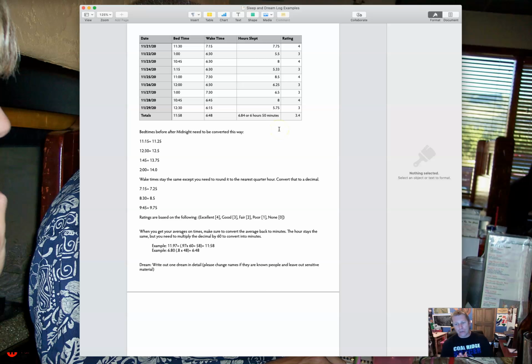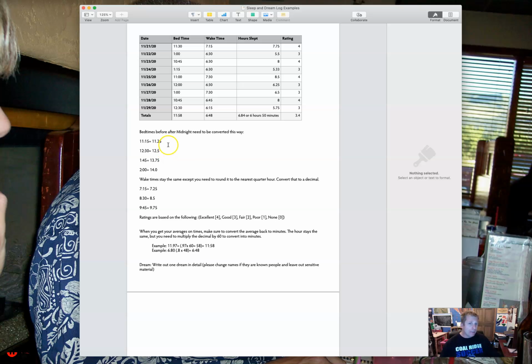The tricky thing, though, is remember time is 60 minutes. So to make it easy on you, round everything to the nearest quarter hour. Like 11:15, that's a quarter of an hour, so that'd be 11.25. And 12:30 is going to be 12.5.